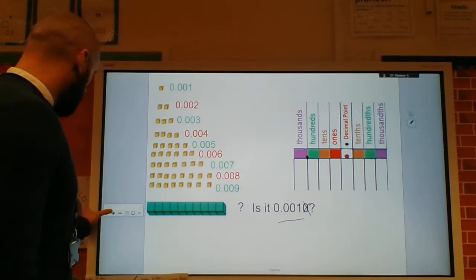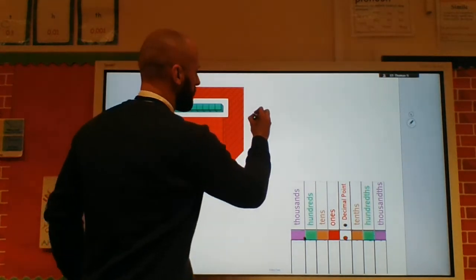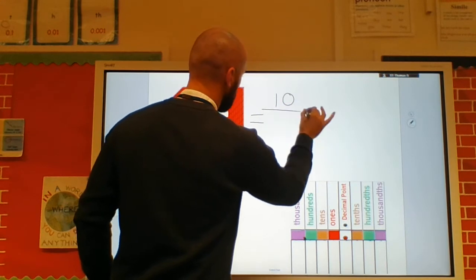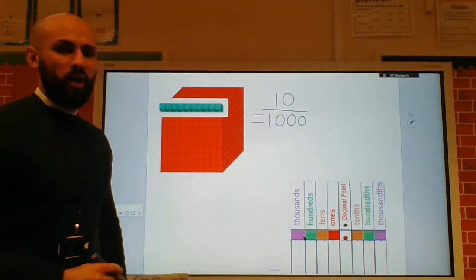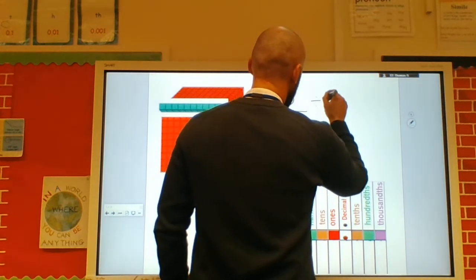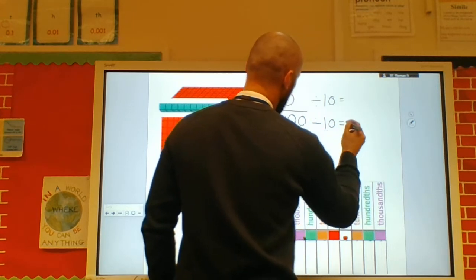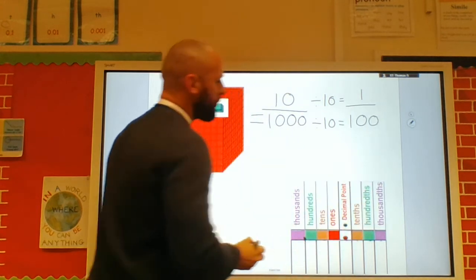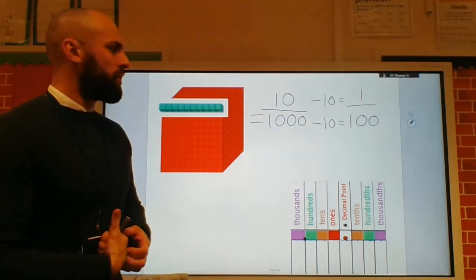So let's see what happens. Well, there it is now. I've got 10 thousandths. Well, I can actually simplify this fraction by dividing by 10. So if I divide by 10, I end up with 1/100th. Okay? So, as a fraction, I write it as 1/100th.